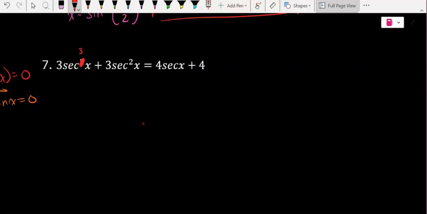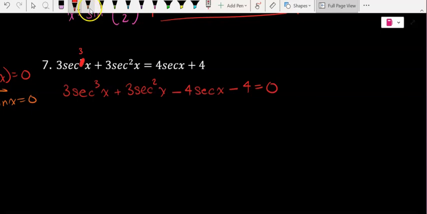So I know I at least don't have a GCF, so instead I'm just going to go ahead and pull everything to the left and go ahead and factor. So I'm going to have 3 secant cubed x plus 3 secant squared x minus 4 secant x minus 4 is equal to 0. It looks uglier than it actually is. I have 4 terms here, and it makes it really nice and easy to just go ahead and solve by grouping.